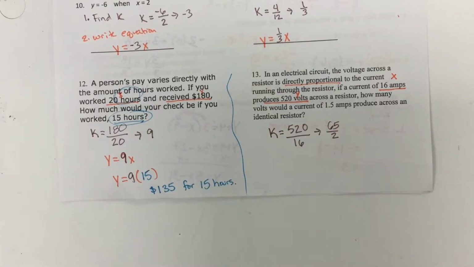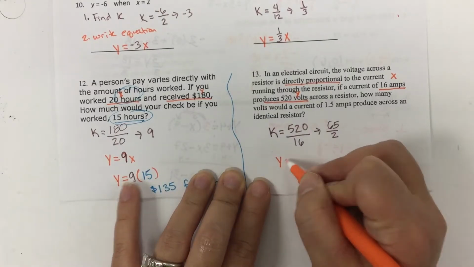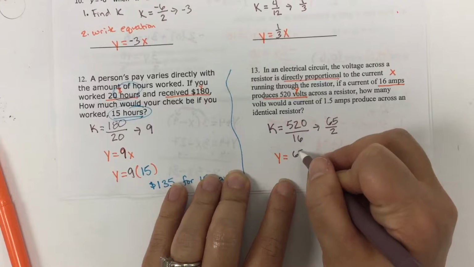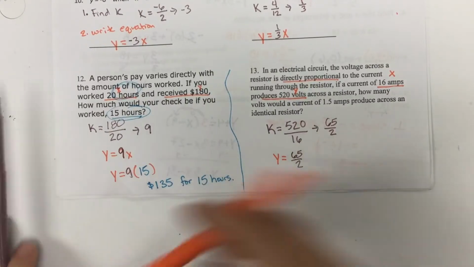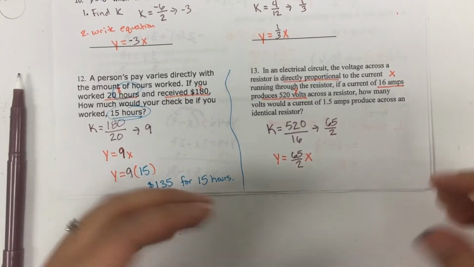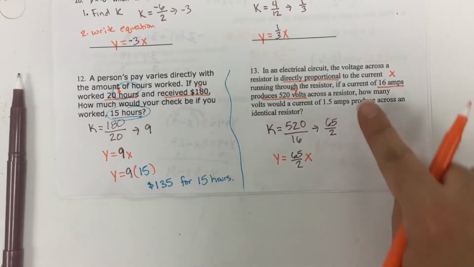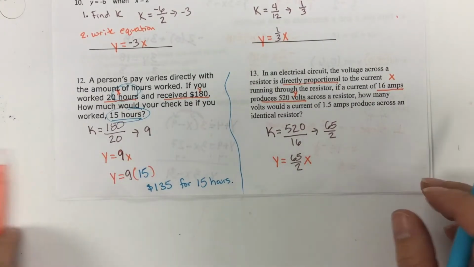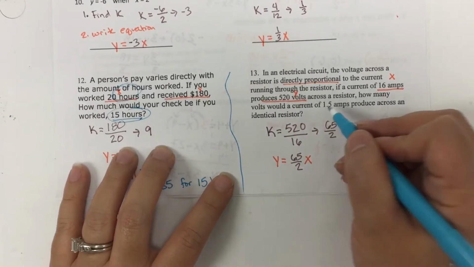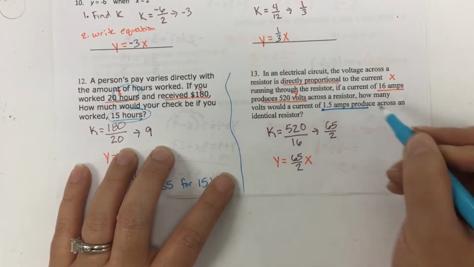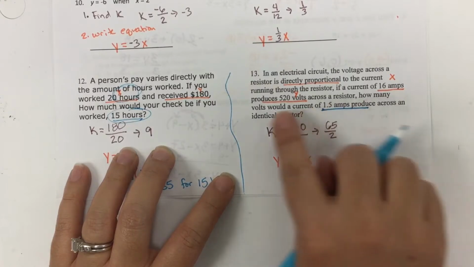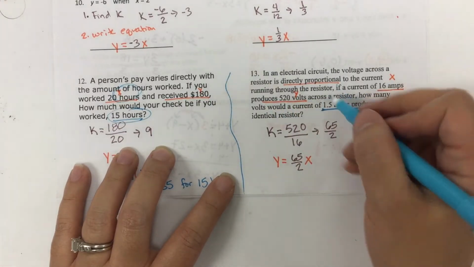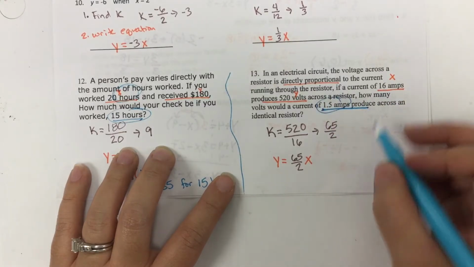So now that I have my constant, I have my equation. My equation is y equals that 65 over 2 x. So that's our second step. But for here, because we're now asked to find a specific value, we're going to take it a step further. It says how many volts would a current of 1.5 amps produce. So we look here, 1.5 amps, amps, volts. Amps is the x value. So this is my x value.